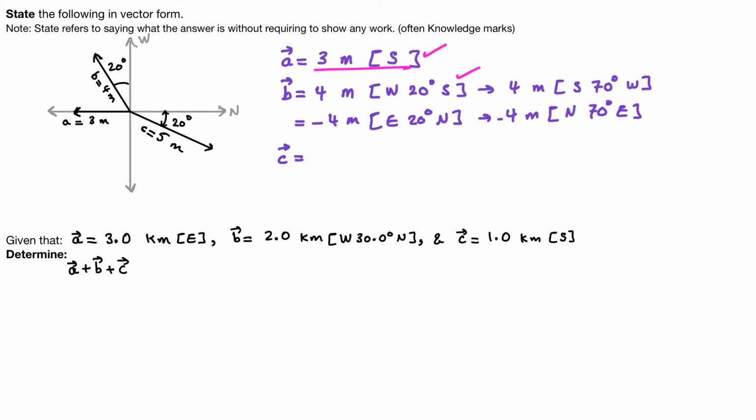Vector C has a magnitude of 5 units of meters and it's got a direction. We'll do one of the directions this time. Starting from north, it goes this way, turns 20 degrees towards east. So starts north, turns 20 degrees towards east. And this is a lovely, acceptable answer for this one.